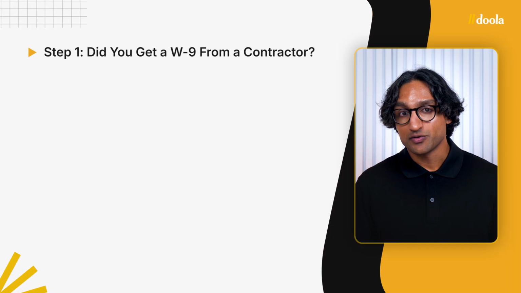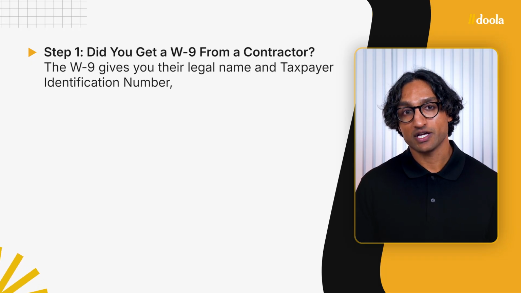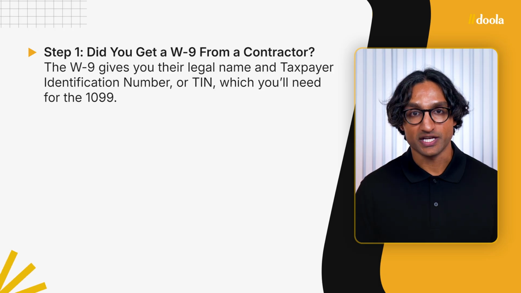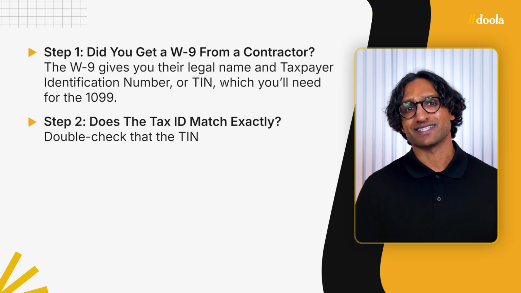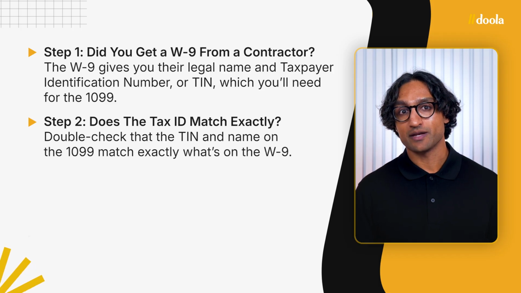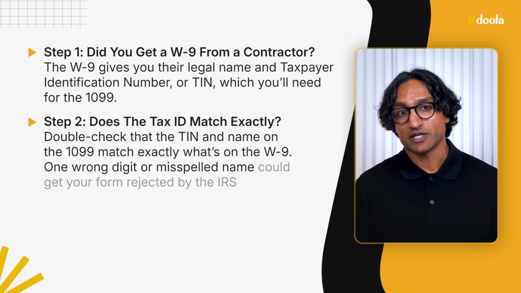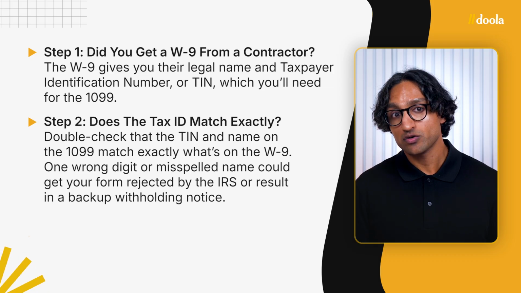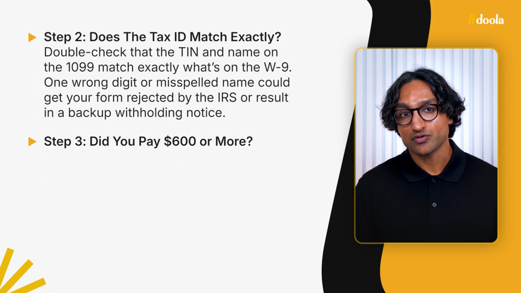Step 1, did you get a W-9 from a contractor? Again, the W-9 gives you their legal name and taxpayer identification number, or TIN, which you'll need for the 1099. Step 2, does the tax ID match exactly? Double check that the TIN and name on the 1099 match exactly what's going on with the W-9. One wrong digit or misspelled name could get your form rejected by the IRS or result in a backup withholding notice.